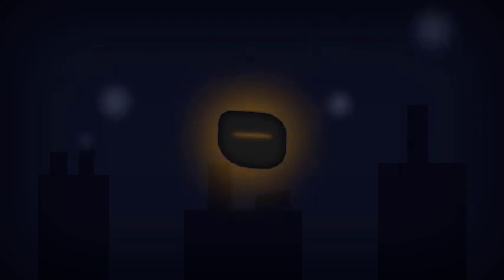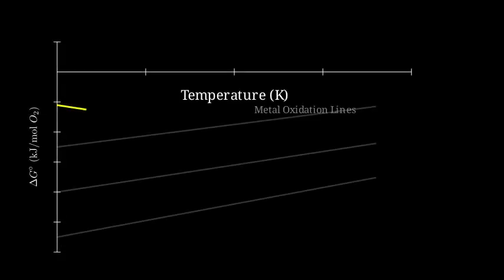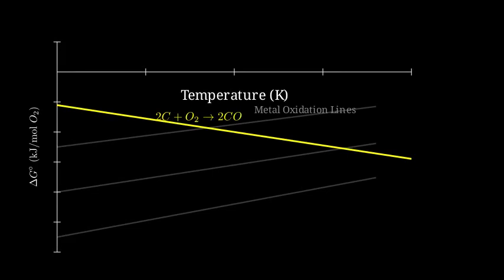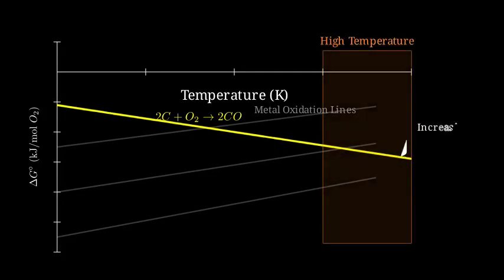But wait, if most lines go up, how do we ever get pure metal back from these stable oxides? This is where the real hero of the Industrial Revolution enters the frame: carbon. Watch what happens when we plot the line for carbon reacting to form carbon monoxide. Unlike the metals, this line slants downwards. As it gets hotter, carbon becomes more and more hungry for oxygen.